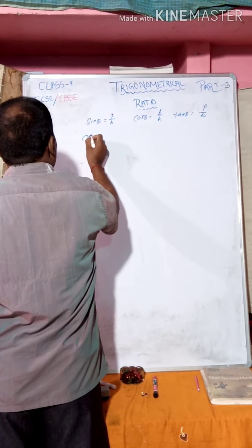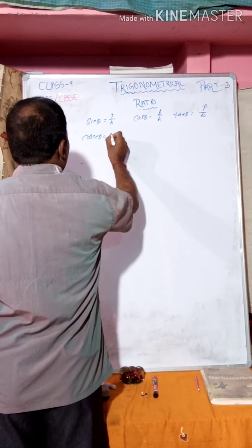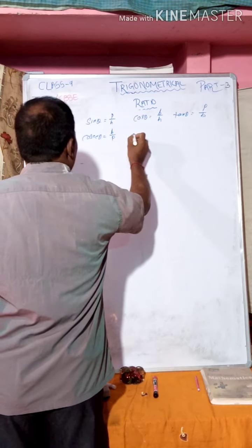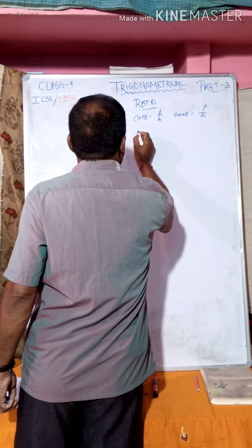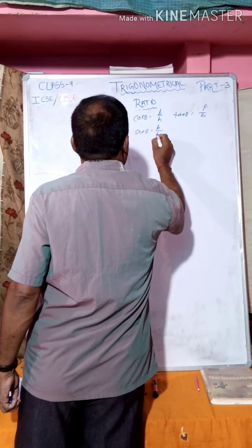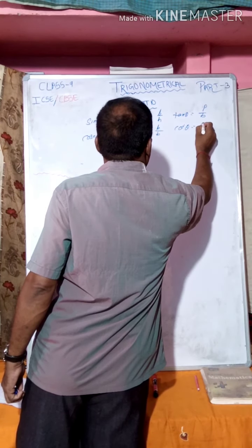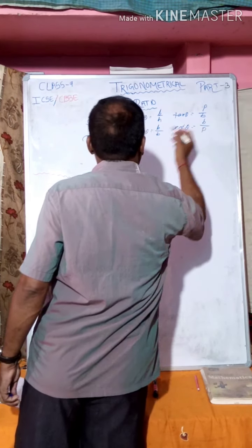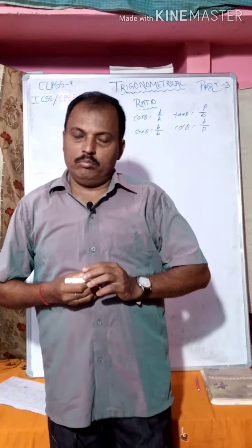Cosec theta is equal to h by p. Cos theta's reciprocal, sec theta, is equal to h by b, and cot theta is equal to b by p. So these are the 6 trigonometrical ratios.